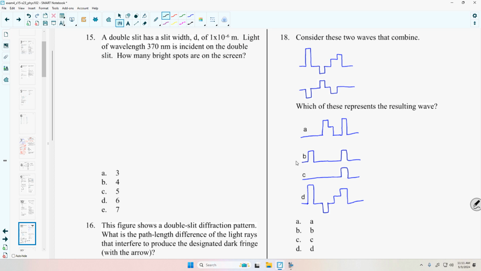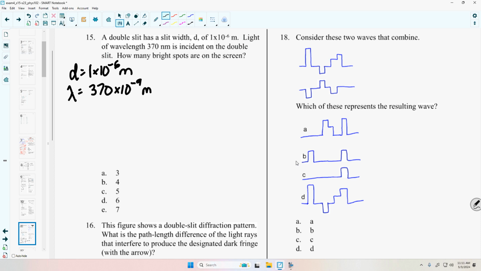15? Yeah. A double slit has a slit width d of 1 times 10 to the minus 6, or 1 micron. Light of wavelength 370 nanometers, or 370 times 10 to the minus 9 meters, is on a double slit. I want to know how many bright spots there are on the screen.